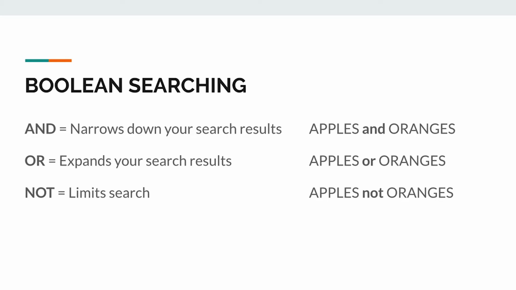And narrows down your search results. For example, apples and oranges would return articles that used both the words apples and oranges, but not ones that just mentioned one or the other. Or will expand your search results. If you do apples or oranges, that'll bring you back any article that mentions either apples or oranges. And finally, not limits your search. So let's say I wanted an article that mentioned just apples but not oranges. I would use not in that case.